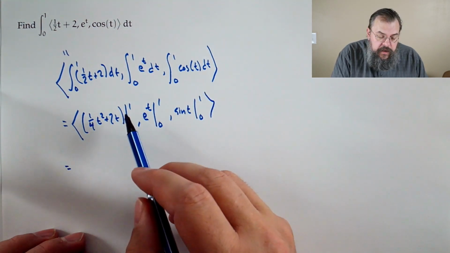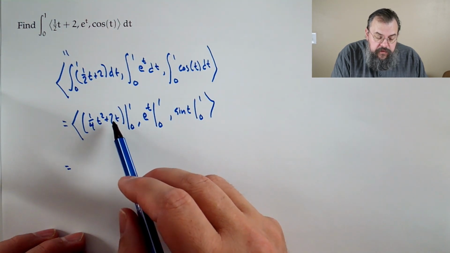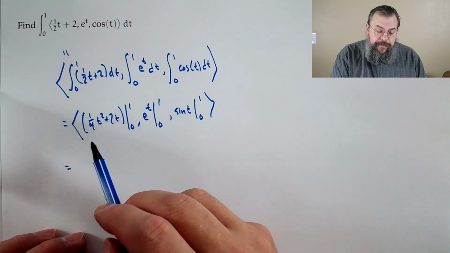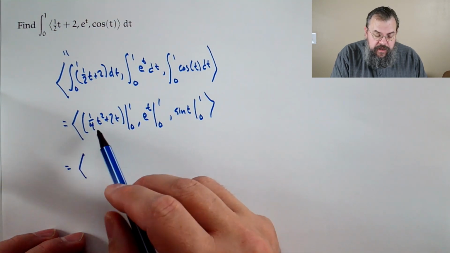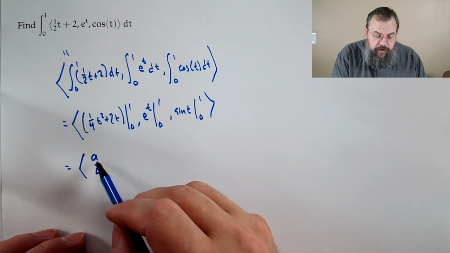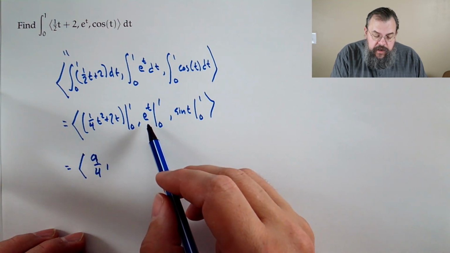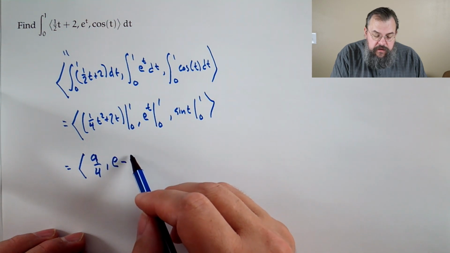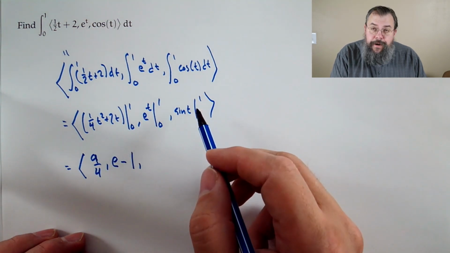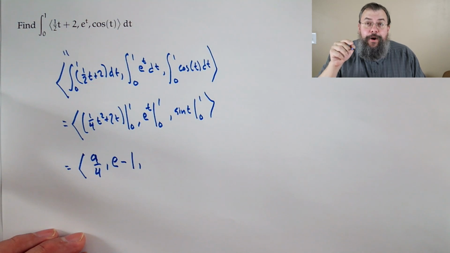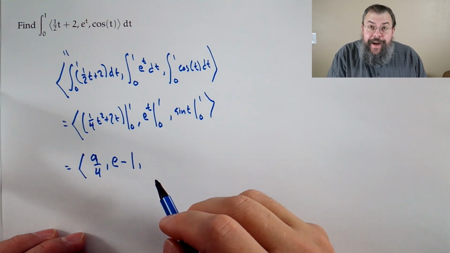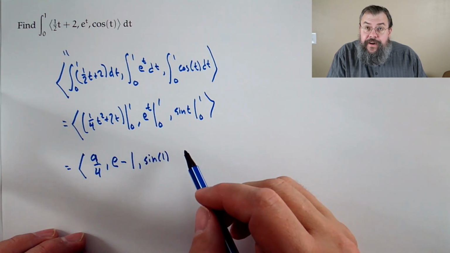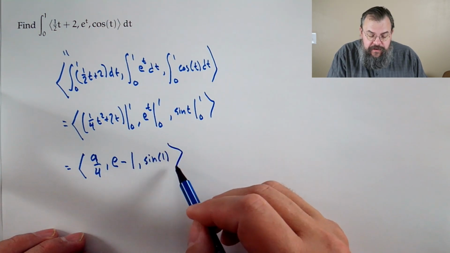And we plug it in, plug in 1, 1/4 plus 2. Well, 9/4, because 2 is 8/4. And then when you plug in 0, you get 0, so 9/4, comma. Now here, e to the 1 minus e to the 0. Well, e to the 1 is e, e to the 0 is 1. Sine of 1. Now, sine of 1 doesn't really simplify. Well, not everything has to. Sine of 0 does. Sine of 0 is 0.